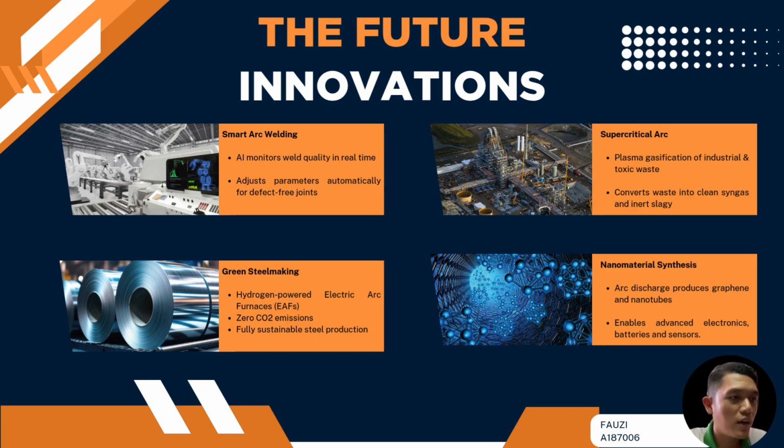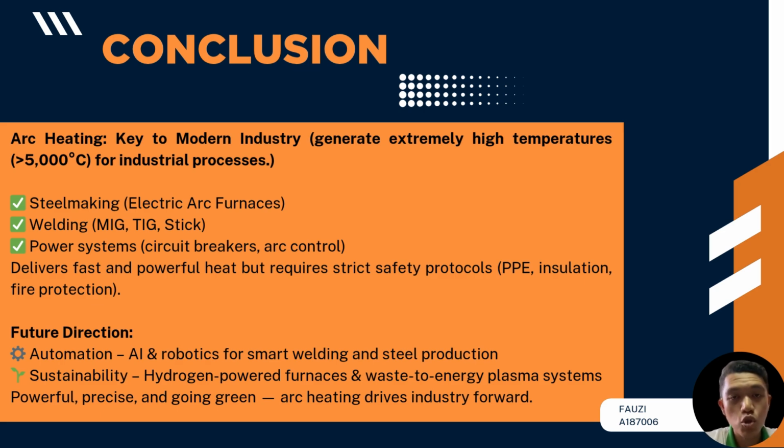And the last but not least, nanomaterial synthesis. We use arc discharge between graphite electrodes in a controlled gas environment to produce high quality graphene flakes or nanotubes. This method is scalable, energy efficient, and ideal for advanced material research.